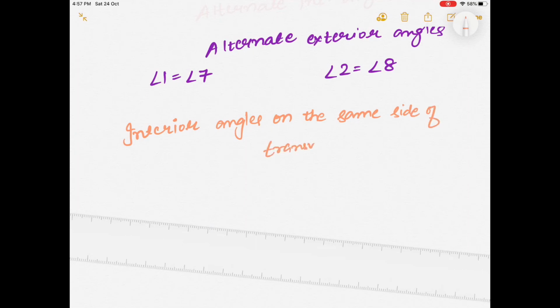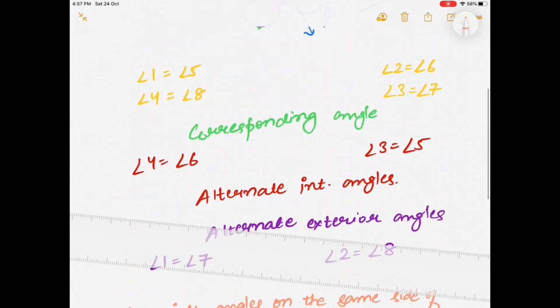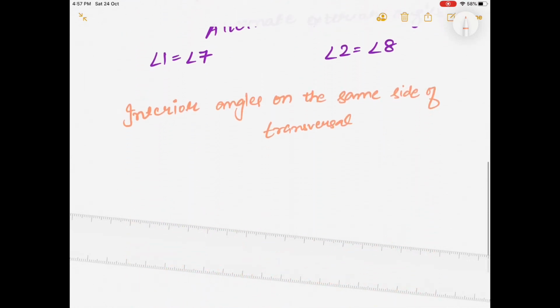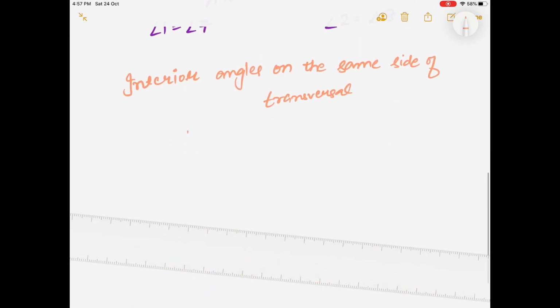What are these angles here in this figure? If angle 4 is equal to angle 5, what is angle 4? The angle getting formed at LHS interior of line M at point P. And what is angle 5 here? Getting formed above point Q in the interior side of line M. If angle 4 is equal to angle 5 and angle 3 is equal to angle 6, these are called interior angles on the same side of the transversal.